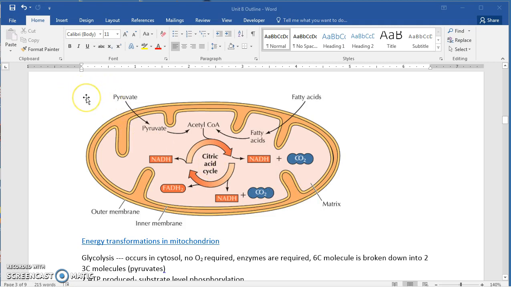Glycolysis occurs outside the mitochondrion in the cytosol, the watery portion of the cell. Pyruvates or pyruvic acids are produced. Those are moved into the mitochondrion, and there's a transition reaction or a preparatory step that occurs where each pyruvate is converted to acetyl coenzyme A. So 2 pyruvates, 2 acetyl coenzyme A's.